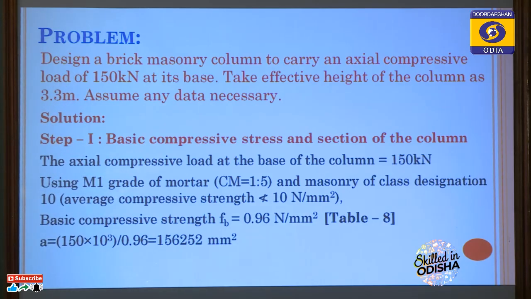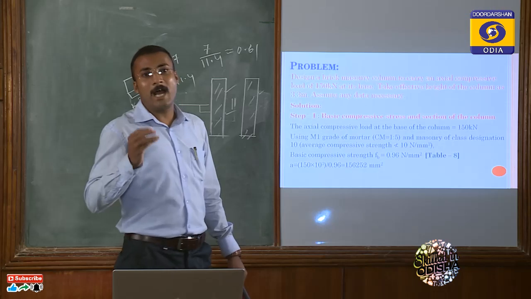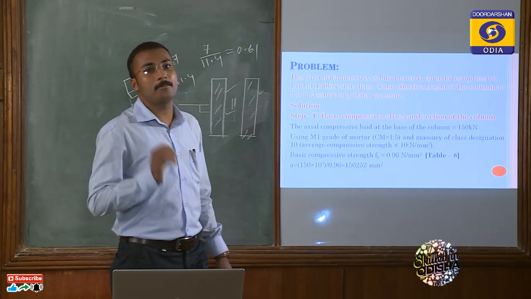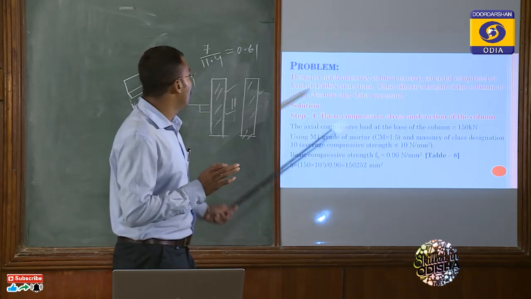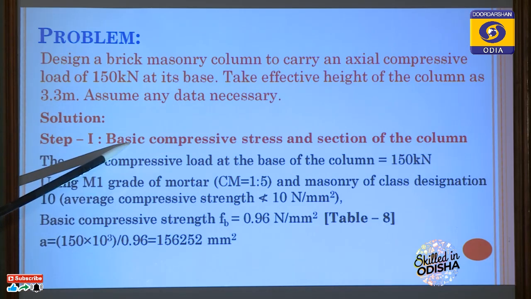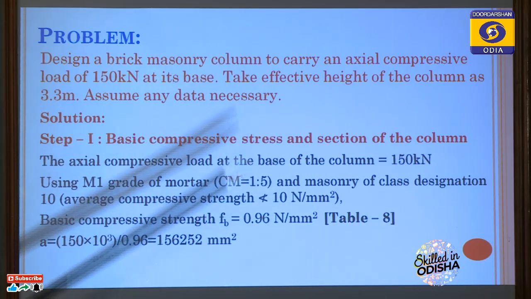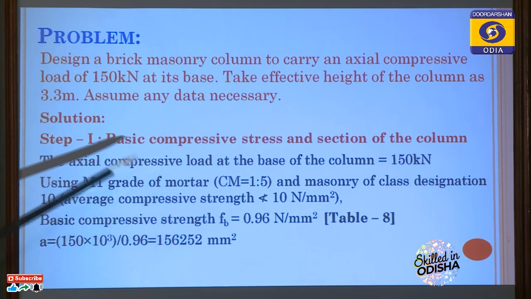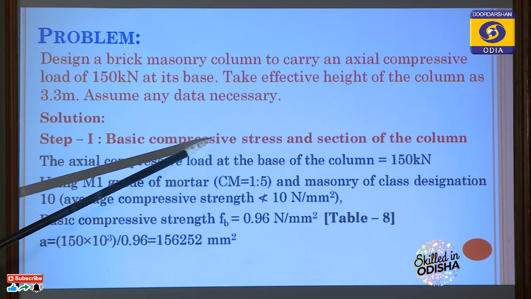So how to solve it? The effective height of the column has been given already, and also the load. Now we have to specify the dimension of the column, and some checks are there. In step 1, we have to calculate the basic compressive stress from Table 8. So how to calculate this basic compressive stress?